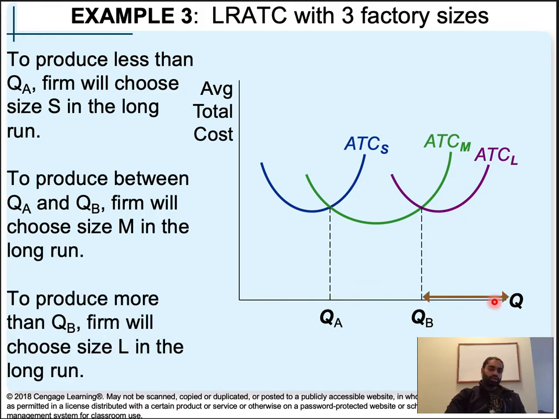So again, this is choosing the size of your factory based on your different costs. If you want to produce much more, you want to be a larger firm. If you want to produce less, you want to be a smaller firm. Now, if we look at all of these curves combined, the outermost portion of these curves comprises your long run average total cost. So this is really important to know.